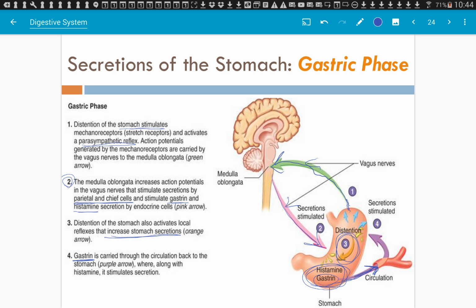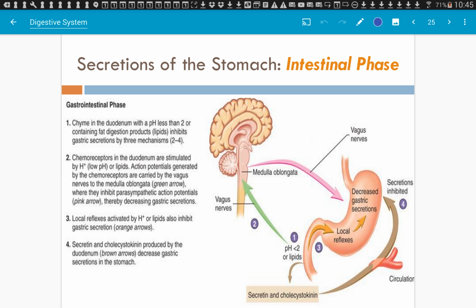and it circulates and comes back to the stomach, and it continues, again, that positive feedback thing where the presence of gastrin stimulates the secretion of even more gastrin and histamine. Okay? So it stimulates the secretion. Now, intestinal phase, and we'll go after this, kind of talk a little bit more about what each of those chemicals like gastrin, etc. do.